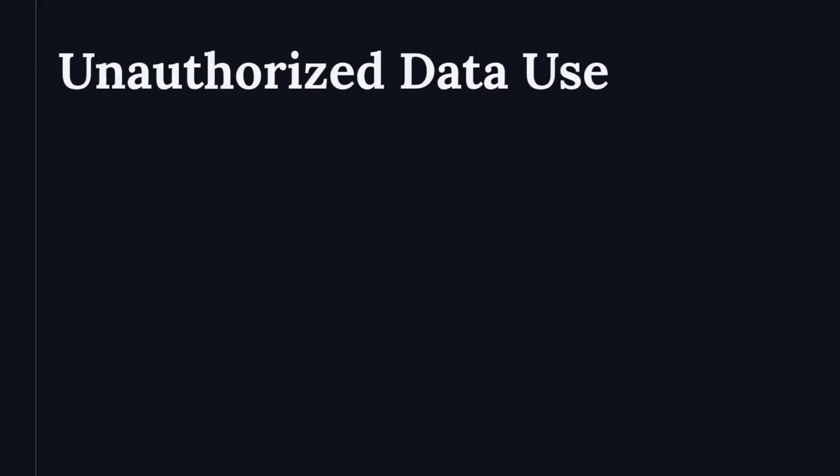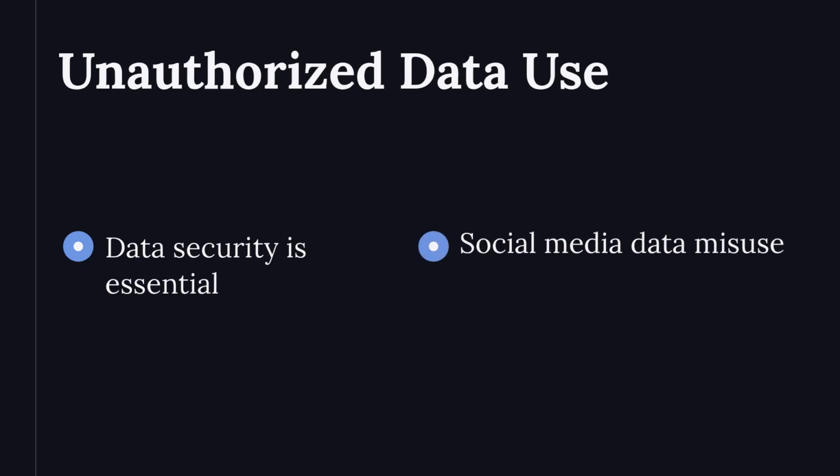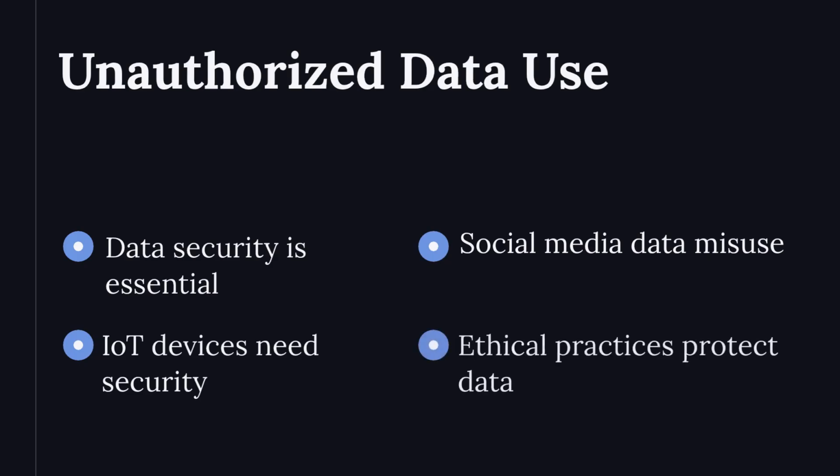Unauthorized use of data breaches privacy. Data security prevents unauthorized access. Social media platforms often misuse user data. IoT devices must be secured against hacking. Ethical practices protect user information.